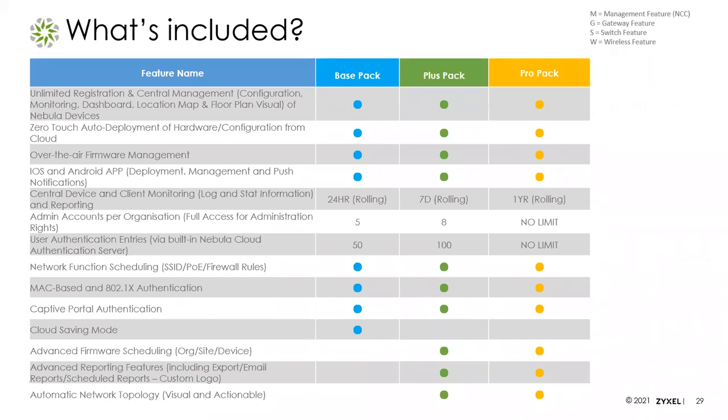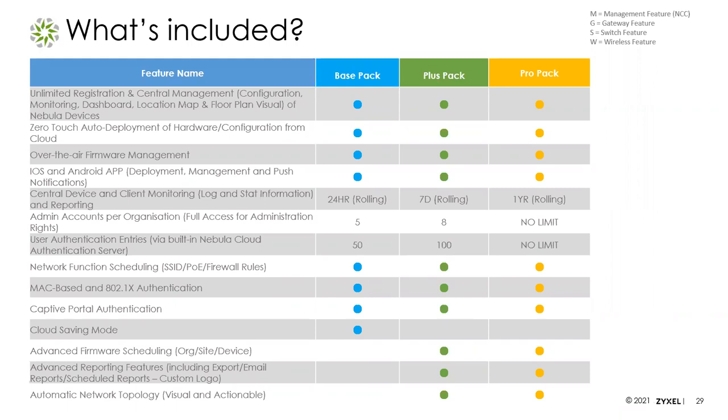When it comes to user authentication, we have our own built-in cloud database server that you can use. If you don't want to use the cloud server, you can always use your own Radius server for doing your authentication. But if you are using our cloud server, the free version gives you 50 entries in there. Plus Pack gets you 100 entries. Pro Pack gets you an unlimited number of entries. All versions give you access to the core feature sets on all the different hardware. All of them give you access to MAC and 802.1X authentication. All of them give you access to guest captive portal.